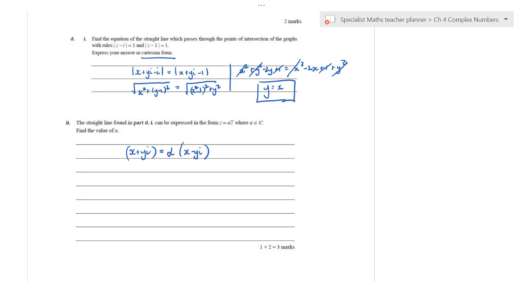Well, why don't we just expand that out. If I've got x plus yi, and then I've got alpha x, and then we've got minus alpha yi. What would alpha have to be? Did you try it? What did you get? Alpha has to be equal to i.